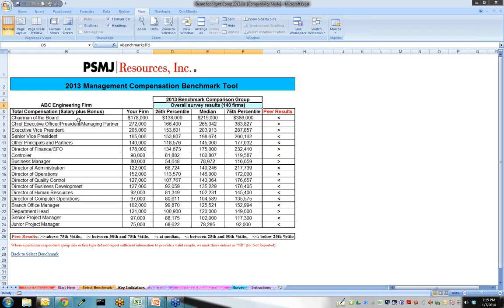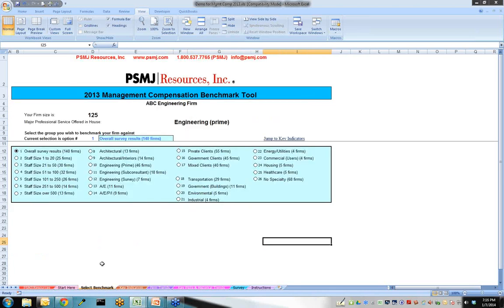Let's just look at chairman of the board, for example. Your firm pays $178,000, so a general statement could be that the median for the industry is around 215. The 25th is around 138,000, so you're somewhere in between there. But again, generally you don't want to benchmark yourself against the overall industry. It's better to drill down a little bit.